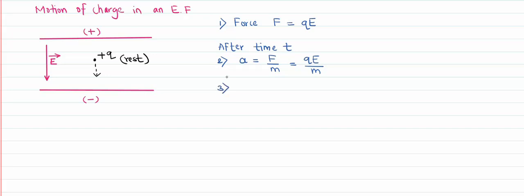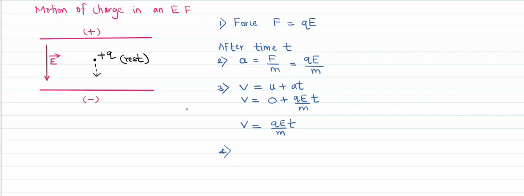Third, its velocity after time t. I will use v is equal to u plus at. Therefore v is equal to, initial velocity is 0 as it is at rest, a is QE by m, into t. So velocity after time t is given by QE by m into t. Rather than remembering the formulas, remember the method of how we get those formulas.